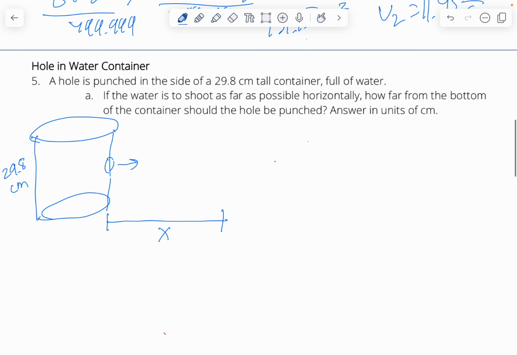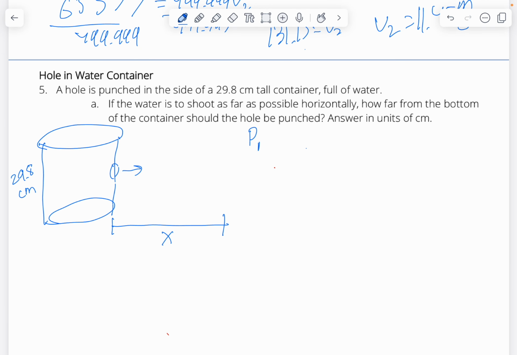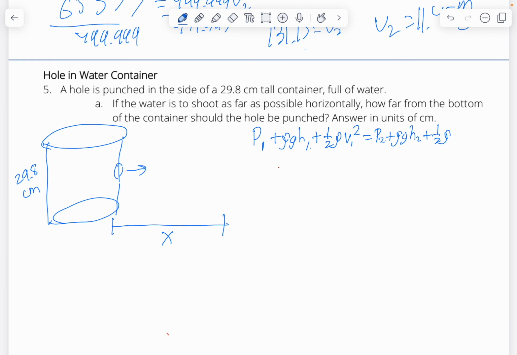Okay, so once we set up our Bernoulli's equation, so P1 plus rho g h1 plus 1/2 rho v1 squared is equal to P2 plus rho g h2 plus 1/2 rho v2 squared.